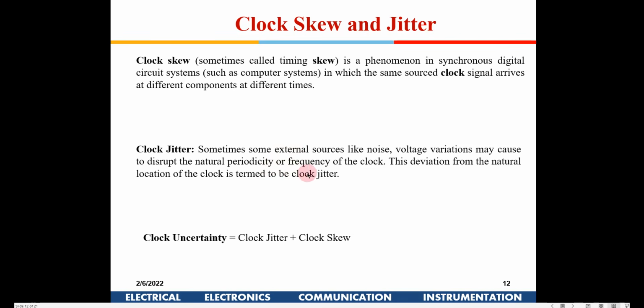So there is an uncertainty here, while skew can more or less be predicted. Otherwise, functionally they are going to cause the same problems in the circuit. Clock uncertainty is the sum total of these two, clock jitter and clock skew.